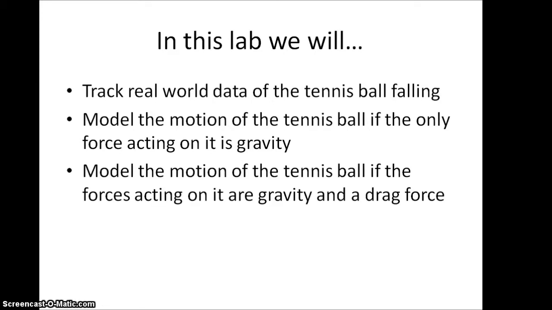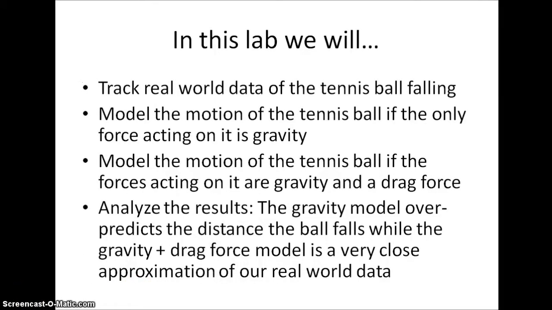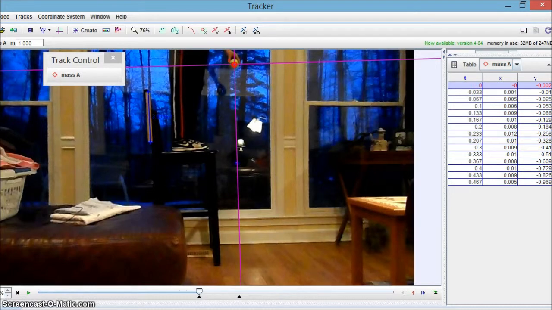Then we'll make a second computer model, assuming that the forces acting on the tennis ball are gravity and drag force. You'll see that the gravity model will overpredict the distance that the ball falls, while the gravity and drag model will be a much better approximation to our real-world data. These results tell us that gravity and drag force must be taken into account to make a good model of a falling object's motion. Let's get started.